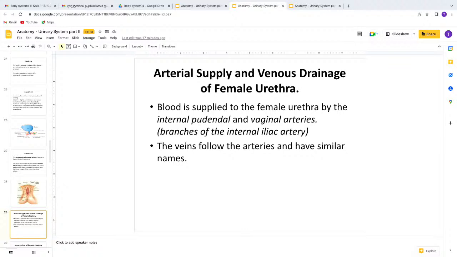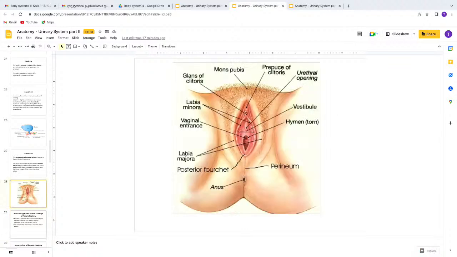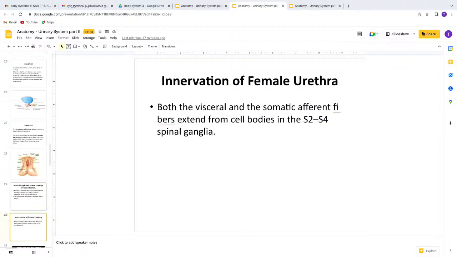Mostly, as you remember from the previous lesson, we have pudendal arteries, right? Internal pudendal and vaginal arteries are supplying the urethra. And veins are following the arteries, and they have similar names, so it's the same. So we can say internal pudendal arteries and vaginal arteries supply, and internal pudendal veins and vaginal veins drain the urethra. Okay.